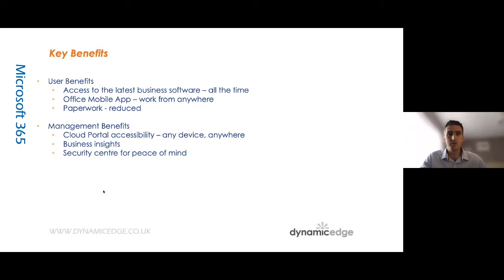Management benefits. So we think of business owners, and where do you see the benefits coming out of this? Cloud portal accessibility. When I talk about the cloud portal, this is your Office 365, your Microsoft 365 portal. This is where you administer it. This is where you take care of setting things up. It could be creating an email address. It could be setting up SharePoint permissions. It could be giving people permissions to various different applications.